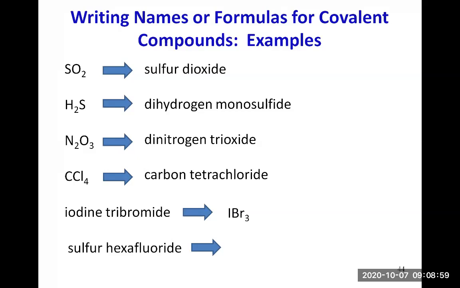Sulfur hexafluoride. There is only one sulfur, so one S. Hexa is for 6. There is 6 fluoride. Fluoride is F, so it's going to be SF6.